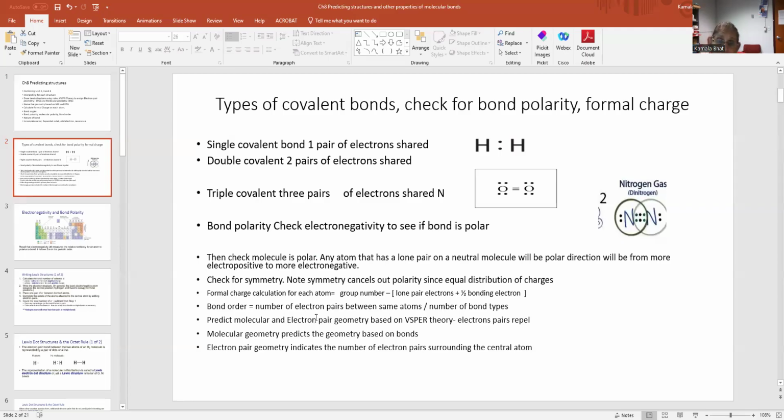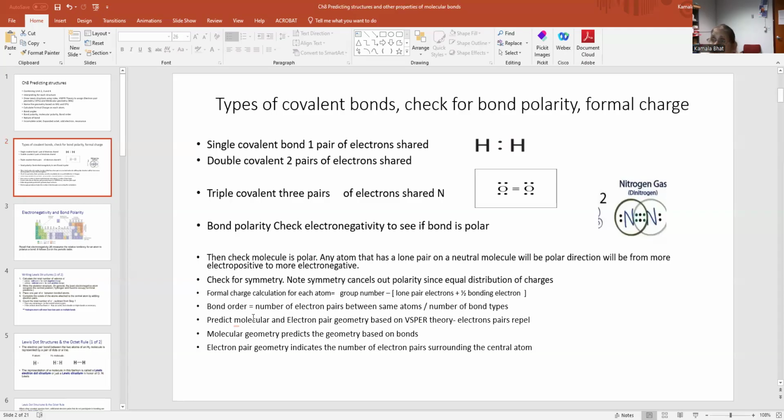Next we know that bond order. Bond order is the number of bonds, or electron pairs, designated between similar atoms. So you cannot change the atoms. You count the number of electron pairs distributed between the atoms and also determine the type of bond that is there. The ratio of the number of electron pairs divided by the types of bonds that are present will give you the bond order.